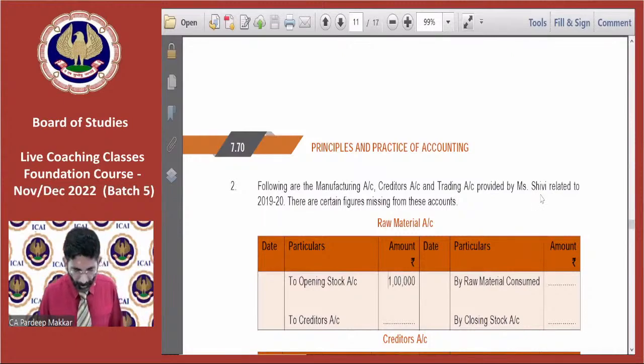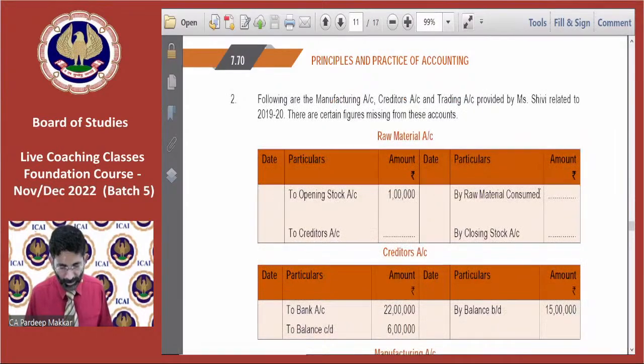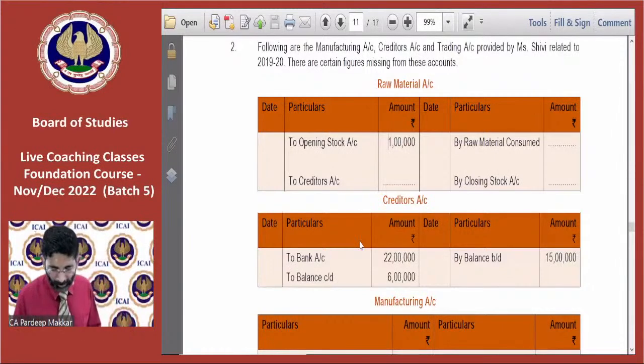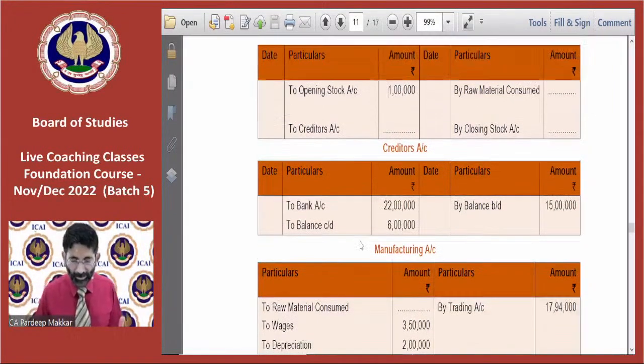Here you are given the manufacturing account, creditor account, and trading account to prepare for Shivji related to 2019-20. There are certain figures missing from these accounts. Opening stock is given, but raw material consumed is not given, closing stock is not given, creditors are not given. Then try to understand what it means, because what he is interested to ask from you is your knowledge. So let's understand the knowledge.